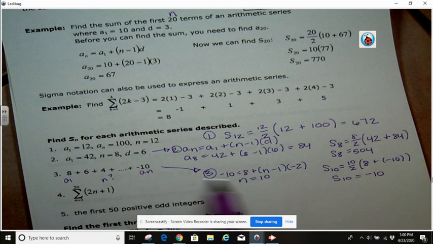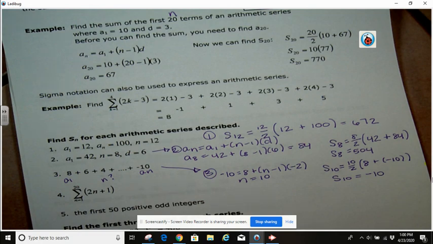Because the common difference is negative 2, and we started with a positive number and ended with a negative number, when you add up all the numbers, the sum isn't going to be very big. In this case, it's negative because I have both positive and negative numbers in my pattern.